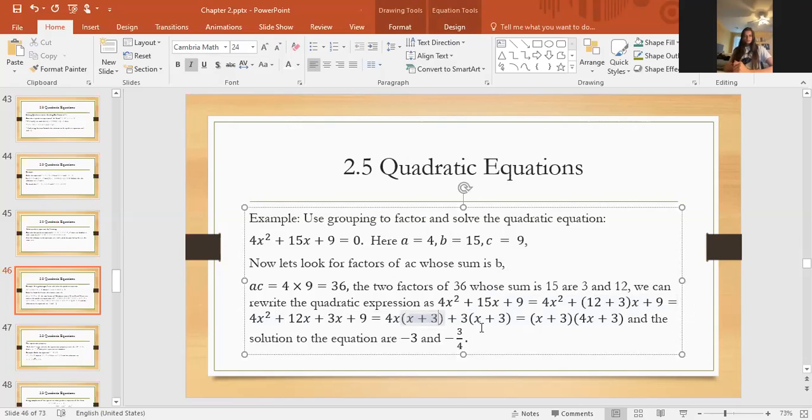So we now have a common factor. You learned about common factors in chapter 1. We now have a common factor, which is x plus 3, which we factor out and change our quadratic equation into the product of two linear expressions. We can solve each of them as we learned in the previous section, and the solutions will be minus 3 and minus 3 over 4.